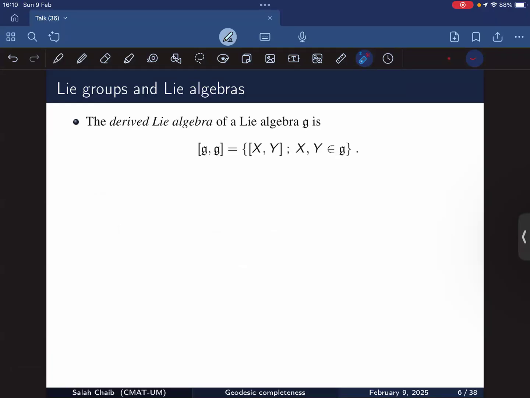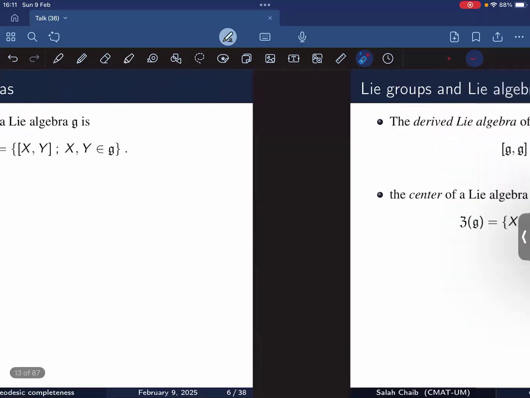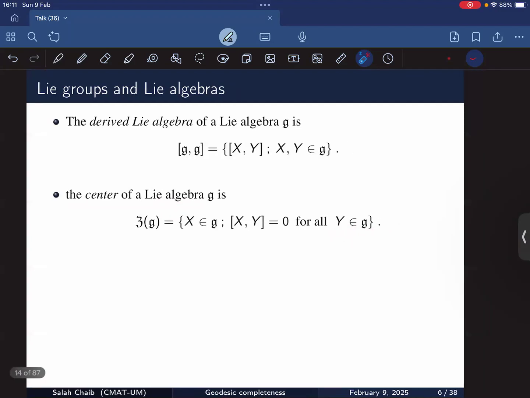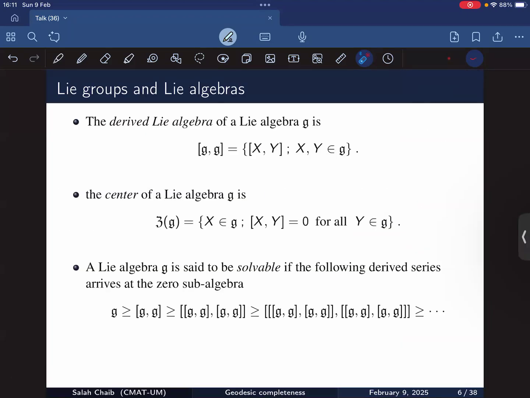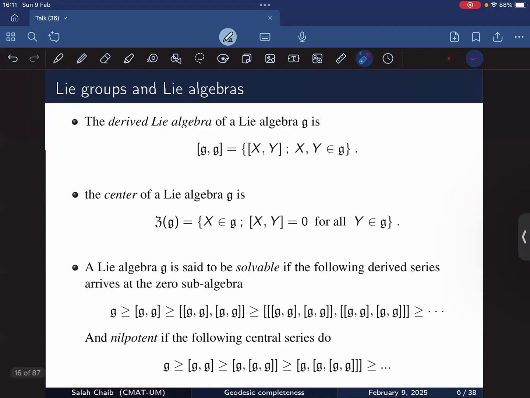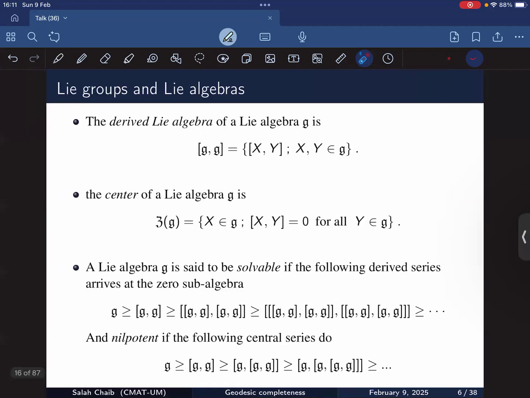I define the derived algebra of 𝔤. It's the algebra of brackets of vectors X, Y in 𝔤. It is a subalgebra. And the center is given by vectors which commute with all Y in 𝔤. A Lie algebra is said to be solvable if the following derived series ends at the zero subalgebra. And if you take the central series and it goes to zero, we see that it is nilpotent.